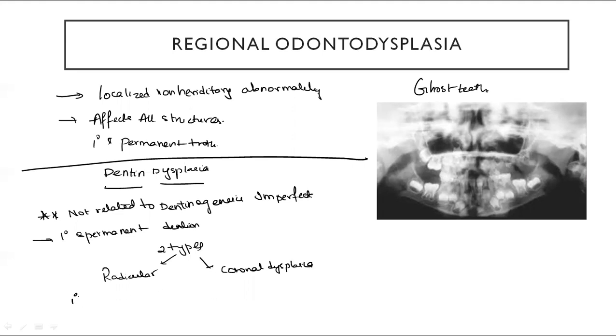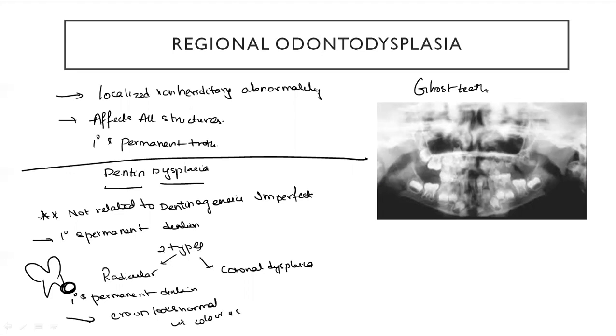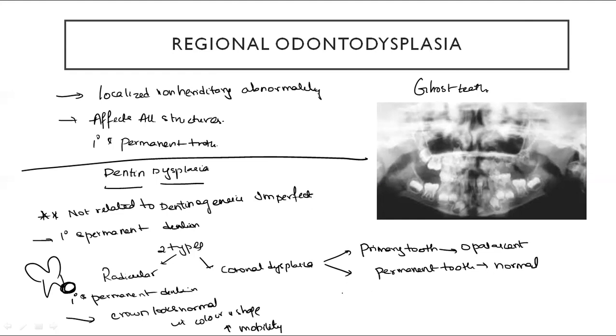Okay, radicular dysplasia means it affects permanent and primary teeth. Here, the main thing is you will see a radicular cyst associated with it, but the crown looks normal in color and shape. Okay, but you can see that there is increased mobility. Now coming to coronal dysplasia, the color of the primary tooth is opalescent and the permanent tooth is normal. So in the primary tooth you can see that the color of the tooth is opalescent, and that of the permanent tooth is normal color. And here you do not see any periapical radiolucency.